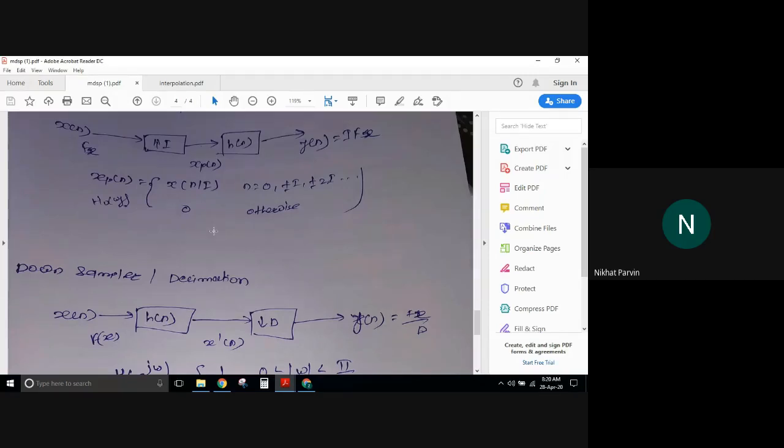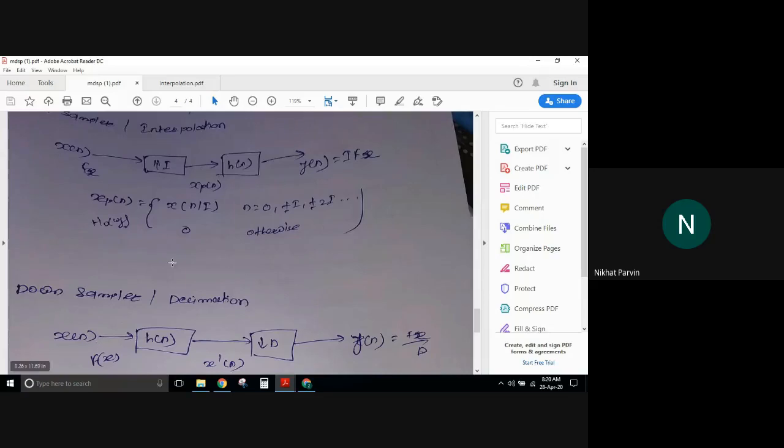In the same way, the formula for downsampling or decimation goes like this: xp of n equals x of n into d. Earlier this was n by I; here it will be x of n into d, where n ranges over 0, plus or minus d, plus or minus 2d, 3d and so on. So this, in brief, is the difference between upsampling and interpolation, downsampling and decimation.